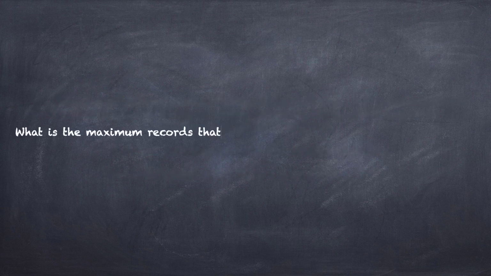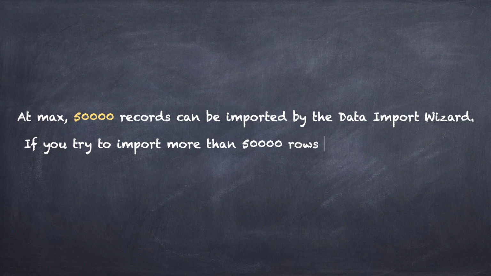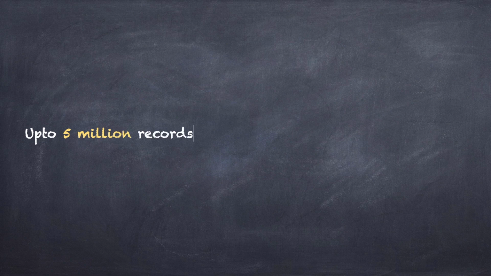Now, if we were to talk about what is the maximum number of records that can be imported via the data import wizard, the answer would be 50,000 records. That's the maximum limit. If we try to import something more than that, the wizard throws an error. What is the maximum records that can be imported via the data loader? Well, the data loader can import up to 5 million records.